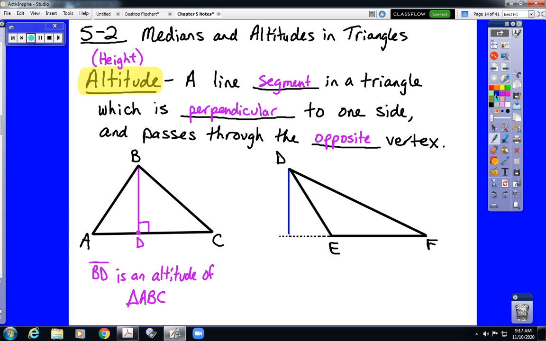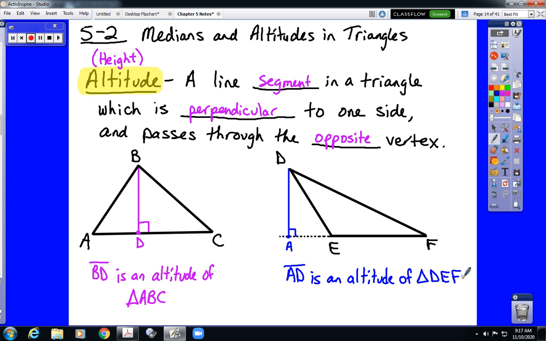Okay, so that is an example of an altitude. Okay, let's call this point down here, we'll call it A. And then we can say, oh, well, AD is an altitude of triangle DEF. Okay. So altitudes can exist inside or outside of the triangle.